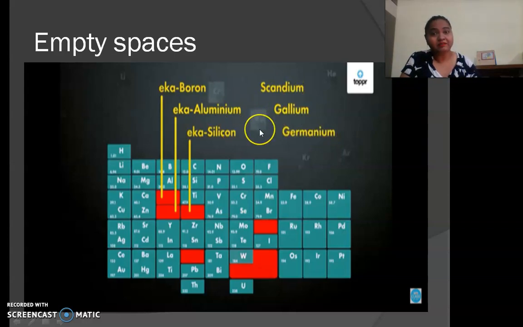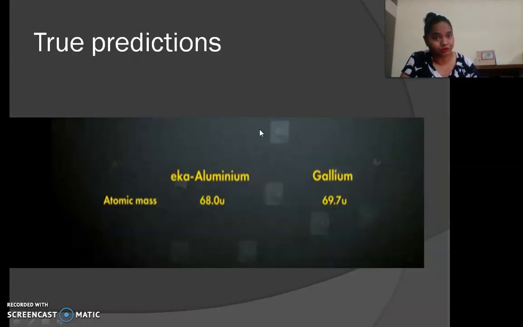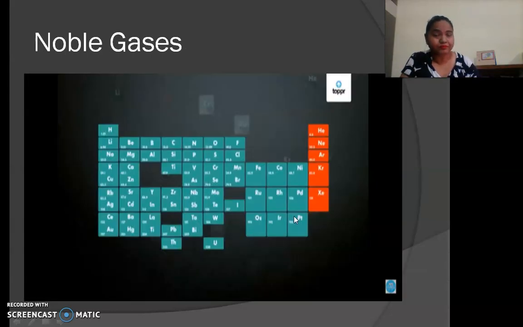That means his predictions were turning out to be true. One of such things is a property. He said that the atomic mass of Eka aluminium would be somewhere around 68.0 units. And actually Eka aluminium, which is now called gallium, has an atomic mass of 69.7 units. His predictions were true.